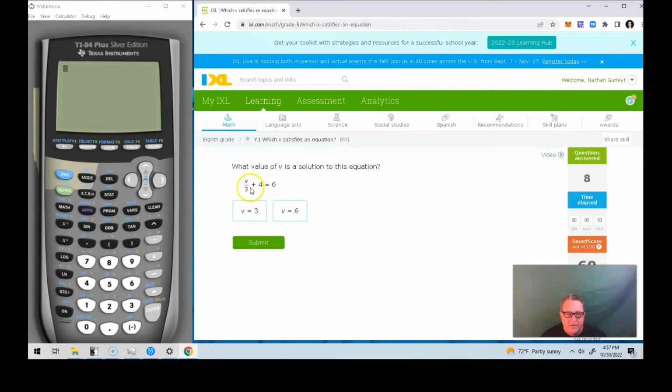Okay, get nervous. We have a fraction. First thing we have to do is isolate this fraction on this side. We're going to subtract 4 from both sides. So 4 minus 4 is 0. 6 minus 4 is 2. Then we have v divided by 3 equals 2.